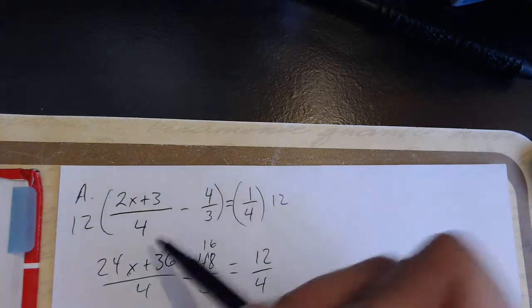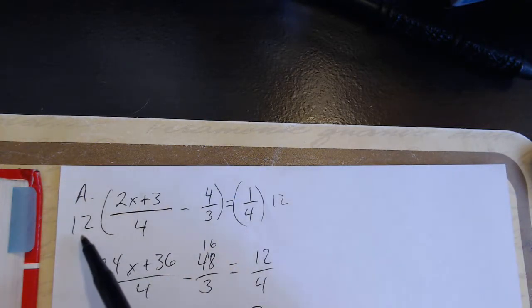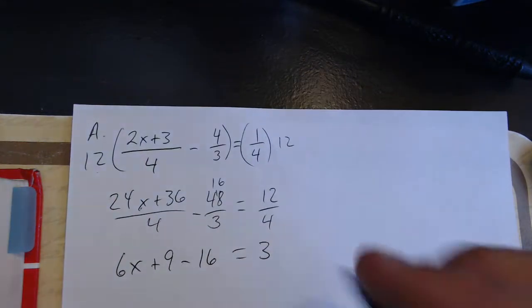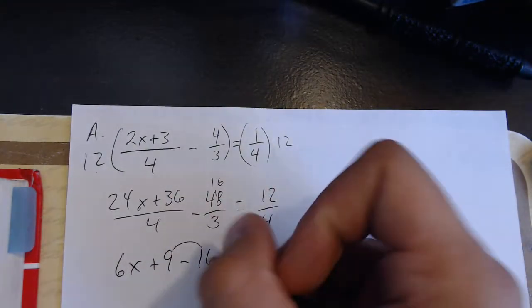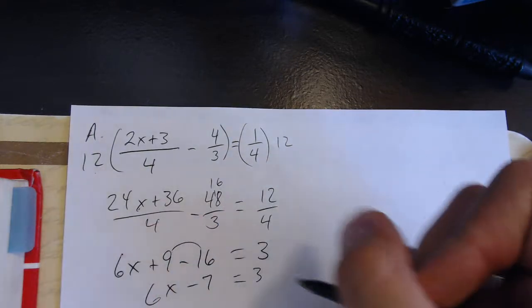So when we find the least common multiple of all of our denominators, we multiply each side of the equation by the least common multiple. So now that we're dealing with whole numbers, we can start combining and moving them. So 9 minus 16 is going to give us negative 7. So we have 6x minus 7 equals 3.